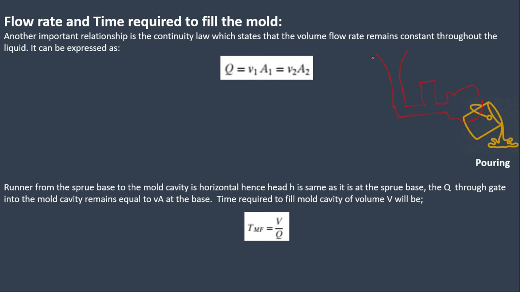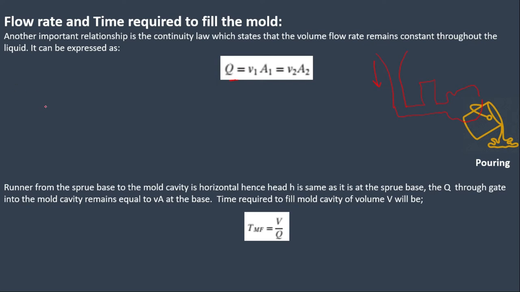So we have the down sprue in tapered form, and the reason is this continuity law, because we need to maintain the constant volumetric flow rate. So as the velocity increases, when the molten metal moves downwards, the cross-sectional area is reduced to maintain the volumetric flow rate. So that is the reason this down sprue is in the tapered form.